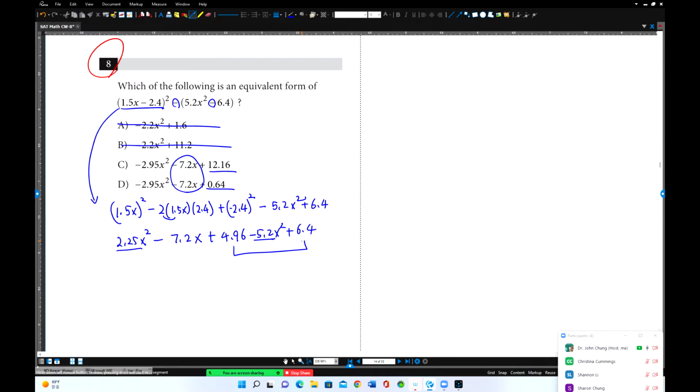4.96 and plus 6.4 equals to, whoops, 4.96. Let me see, I did it wrong. 2.4 squared. I'm sorry, this is 5.76. That's why we gotta use a calculator, okay? 2.4 squared is what? 5.76. And this plus 6.4, that is equal to 12.16.